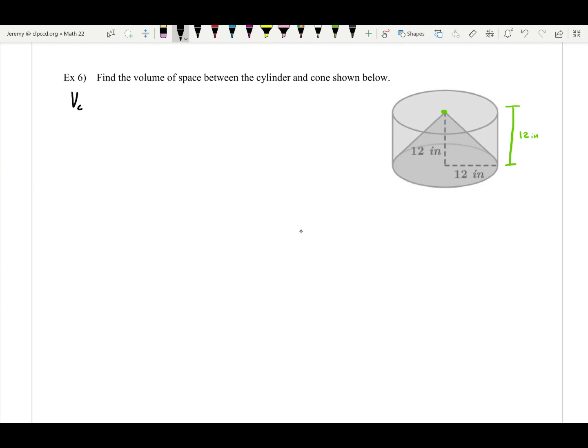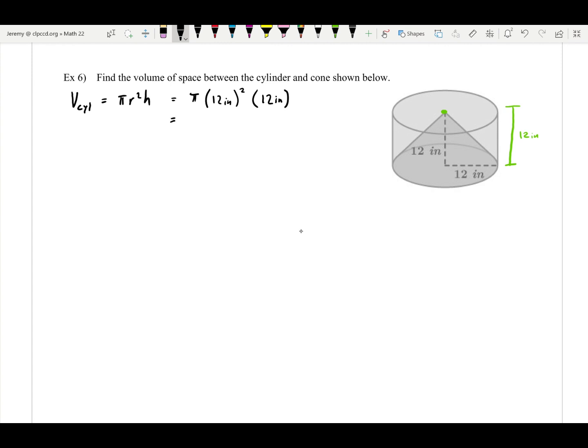So the volume of the cylinder, and I'll use a little subscript to show which volume I'm finding. The volume of that is just going to be pi r squared h. Okay, and I have the radius and I have the height. So this is going to be pi times the radius squared. The radius is 12 inches. And you know what? I'm going to put in the units just so we can see how we end up with inches cubed. Okay, so that'll be squared. We'll multiply that by the height, which is 12 inches.